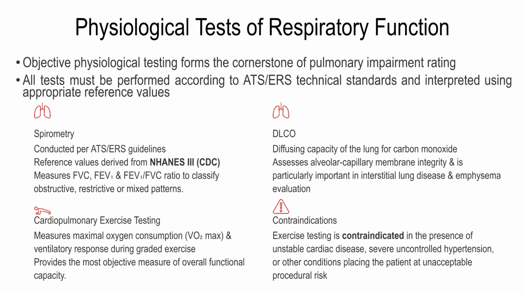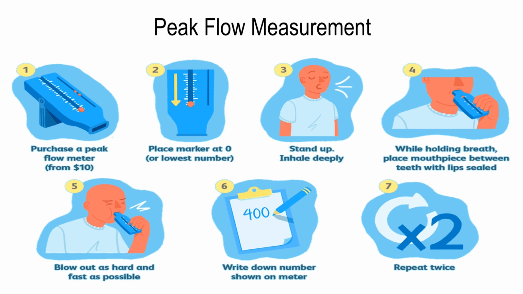This testing includes spirometry, DLCO measurement, and cardiopulmonary exercise testing for objective functional capacity measurement. Peak flow measurement is a simple and important test. It involves a systematic procedure: purchasing a peak flow meter, placing the marker at 0, standing up, inhaling deeply, placing the mouthpiece, blowing out hard and fast, writing down the number, and repeating the process twice.